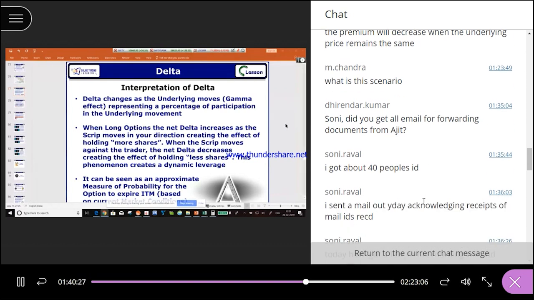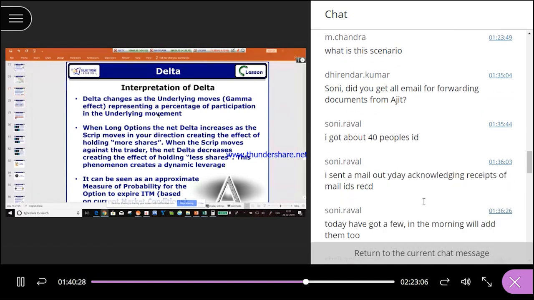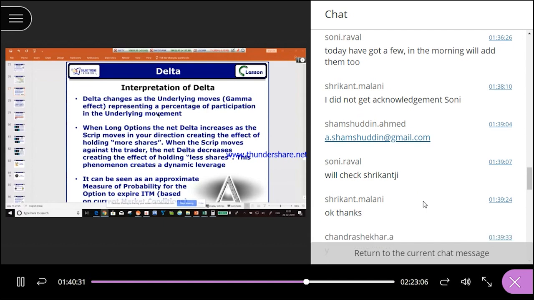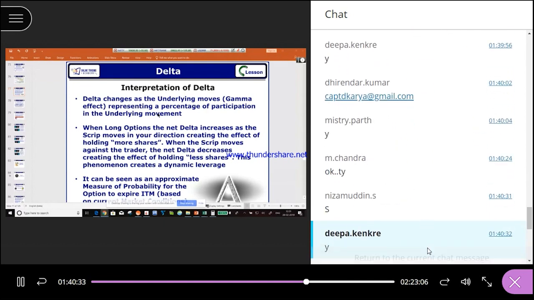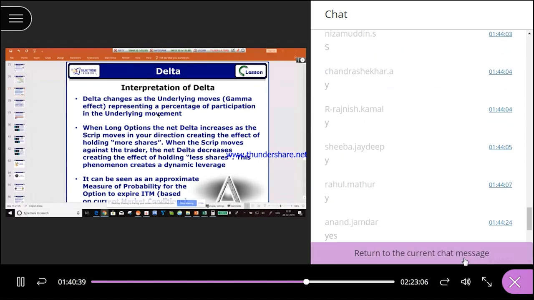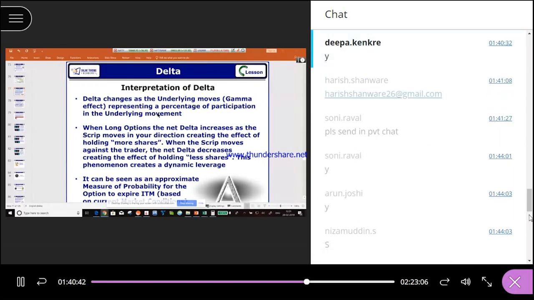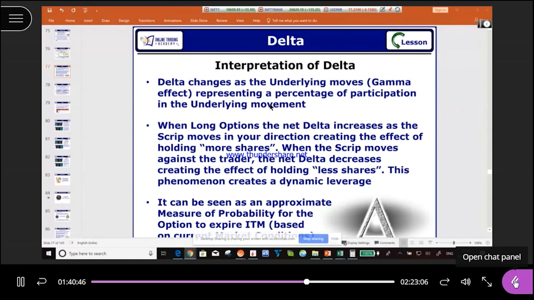All right. So everybody clear with delta? So basically, delta is nothing but it tells you what is going to be the new premium value provided a 1 point change in the underlying. So if it's a call option we're talking about, underlying goes up by 1 rupee, your premium will go up by the value of the call delta. Underlying goes down by 1 rupee, the premium will go down by the value of delta.